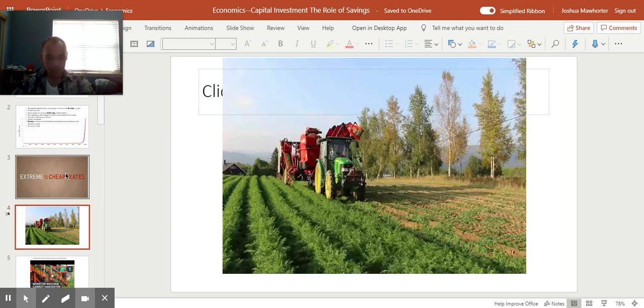This is a carrot harvester. Now I want you to imagine you're in this field of carrots. It took labor and work to plant the carrots in the first place. But imagine that your job is to go through by hand and pick these carrots. This would take an extreme amount of labor, an extreme amount of time, an extreme amount of resources.